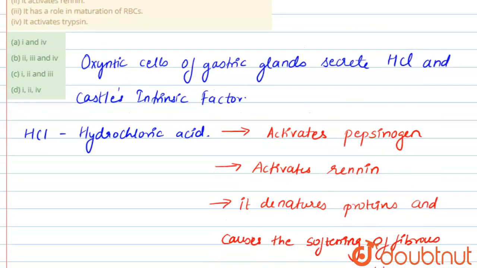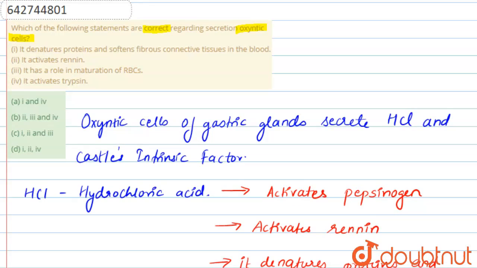Now let us read the statements given over here and let us identify which of these is correct. Statement 1 says that it denatures proteins and softens the fibrous connective tissue in the blood. This is a correct statement. HCl does this. HCl is a secretion of oxyntic cells and it helps in denaturing the protein and softening the connective tissues in the blood. Then it activates rennin. This is also a function of HCl, so this is also a correct statement. It has a role in the maturation of RBCs. This is also a correct statement because the intrinsic factor plays an important role in the absorption of vitamin B12, and that plays an important role in the maturation of RBCs. So this is also a correct statement.